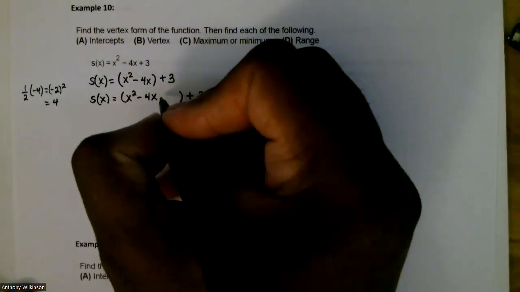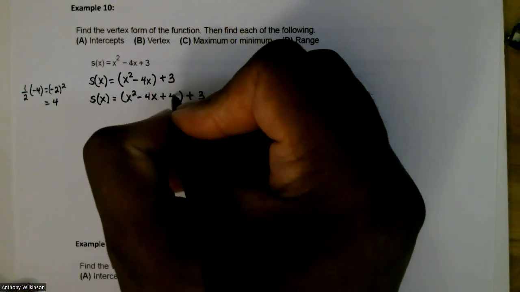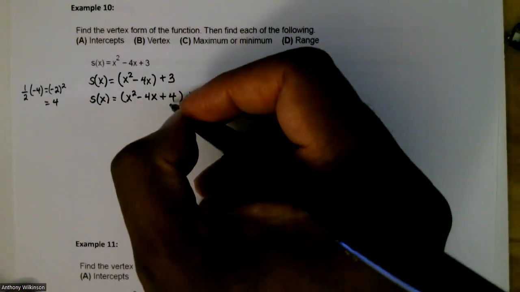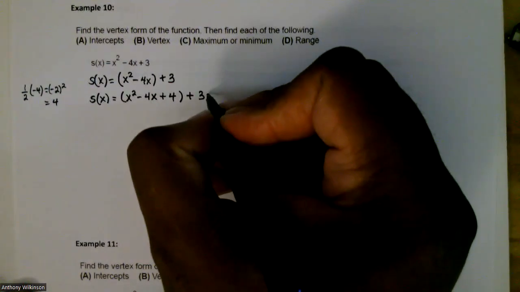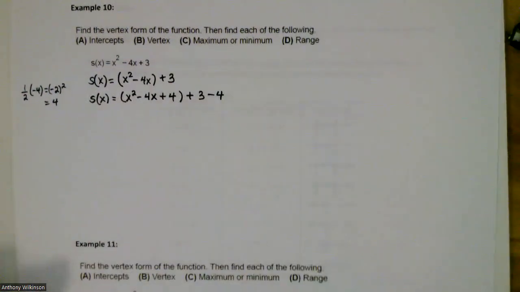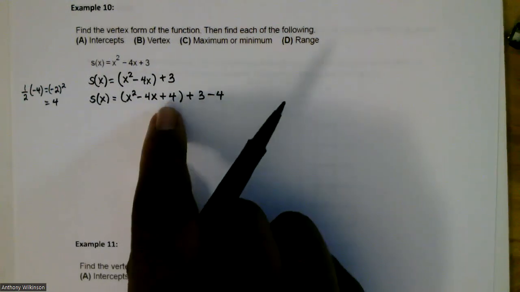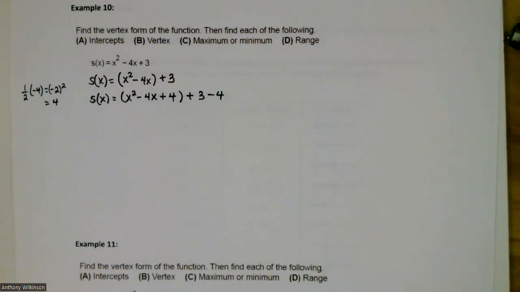Okay, so here's what I'm going to do. I'm going to add 4 here. But if I add 4, I also have to subtract 4. Okay, and the reason why I'm doing that is because I want to keep the equation the same without changing it. Okay, so if I add 4, I have to subtract 4.